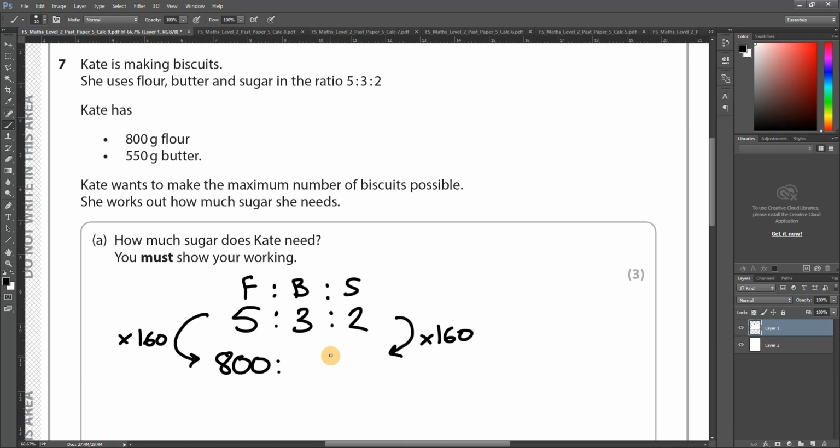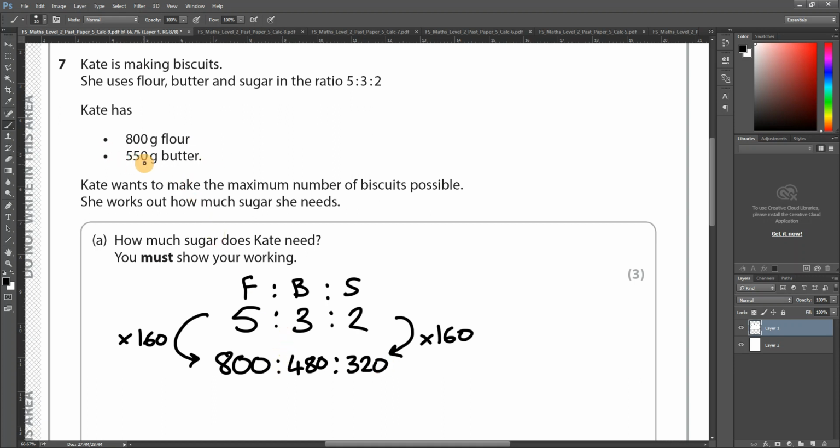So 3 times 160 is 480. And for the sugar, 2 times 160 is 320. So if she did use 800 grams of flour, she'd need 480 grams of butter and 320 grams of sugar.